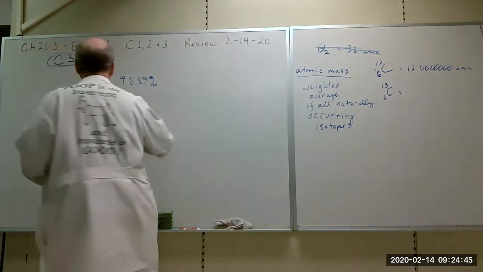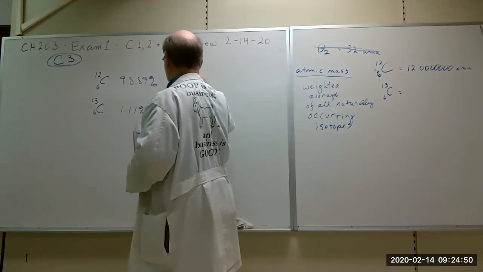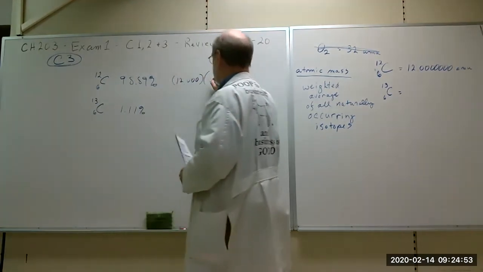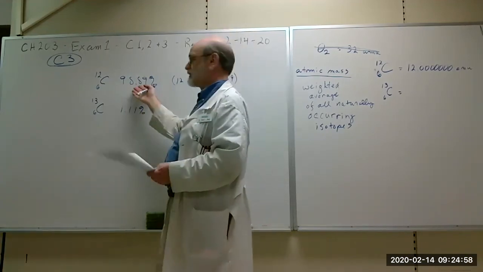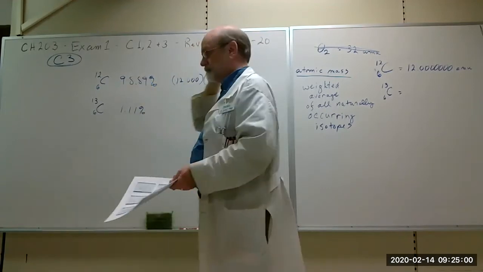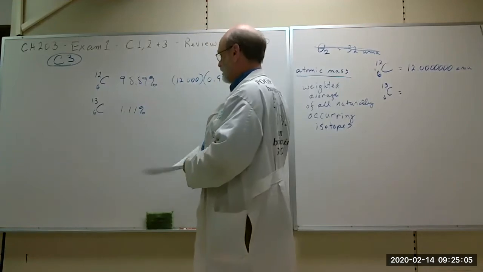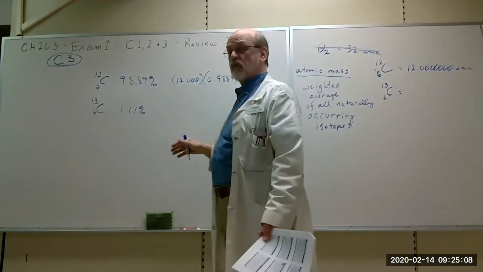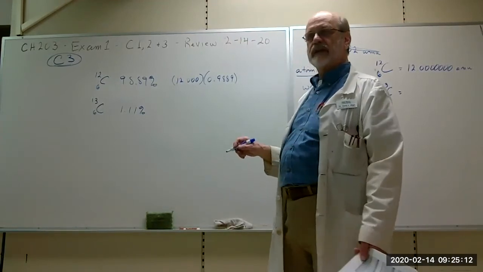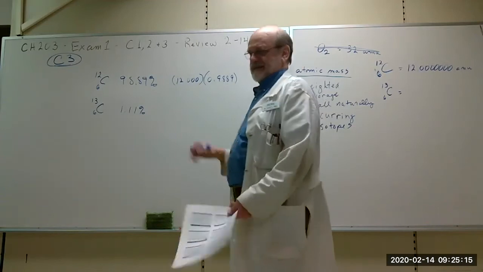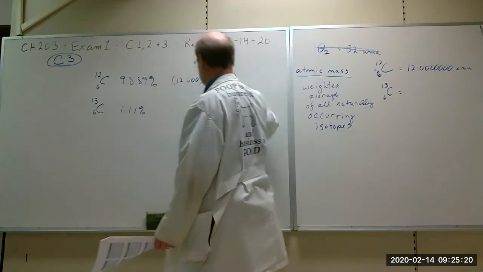So you just say, what is the contribution of this one? Well, actually what it is, 12, whatever, times the fractional amount. Because percent is a dimensionless number. If we use 98.89 times that, then instead of getting 12.01, we'd get 1,201. That would work. We need the fractional amount of this contribution.